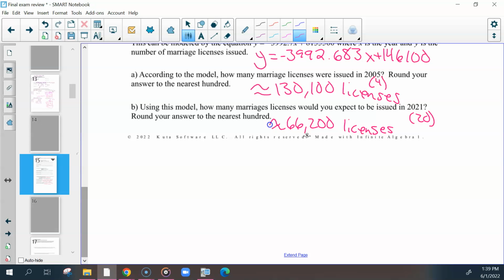So on the final, if you do get something like this and want the pink sheet that has the cheat sheet of how to do this, just ask for that. Do we have any other questions on this problem? Or any other problems on this page?